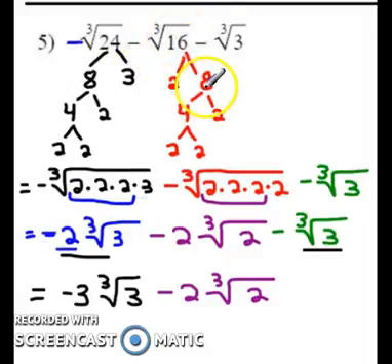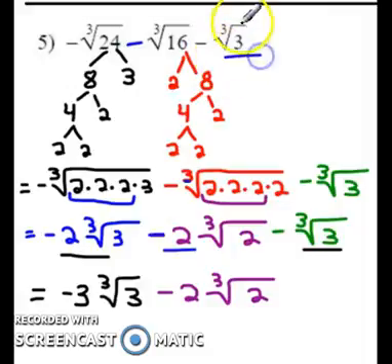16 factors to 2 and 8. 8, 4, and 2. 2, 2, 2. That's where I got these 3 2's. And then I got the 4th 2 from here. So I have a set of 2's that come out because my index is 3. That's where I got that 2. And again, this one's negative. So that negative stays out there. Last term doesn't reduce because it's already simplified.